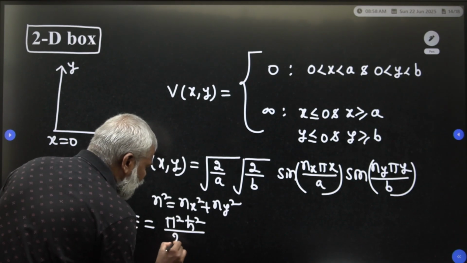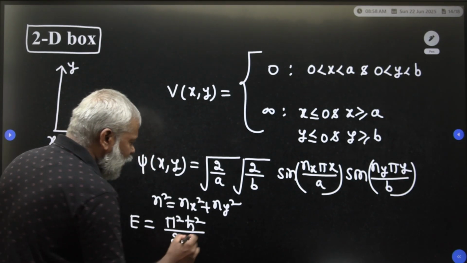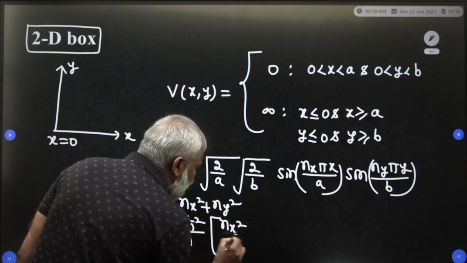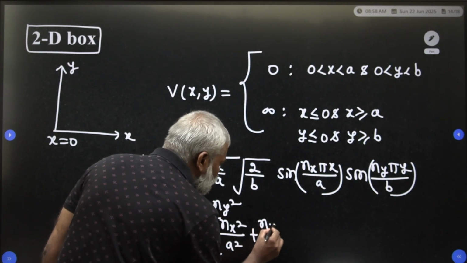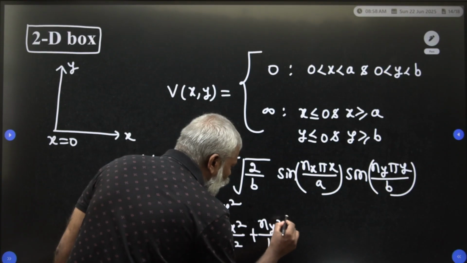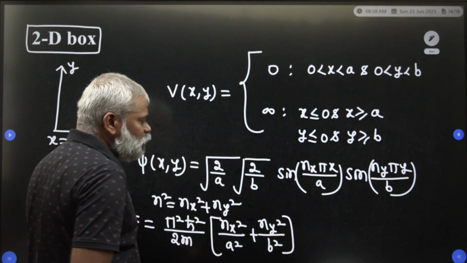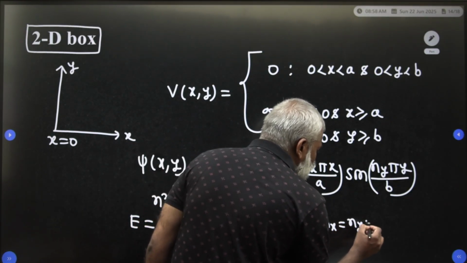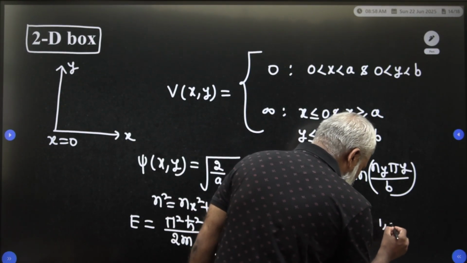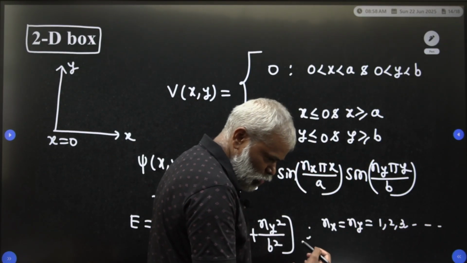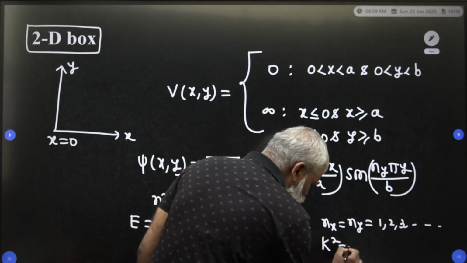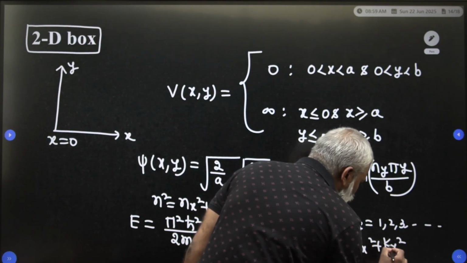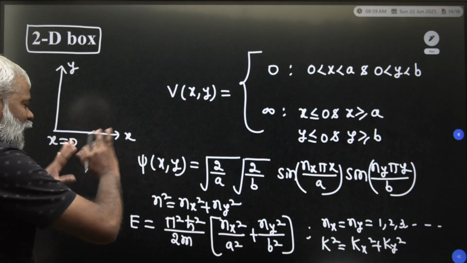Your energy value E is equal to pi square h cut square divided by 2m, into nx square divided by a square plus ny square divided by b square. This is the energy value, where nx and ny take values 1, 2, 3, 4, and k square is equal to kx square plus ky square. I am giving these values directly.